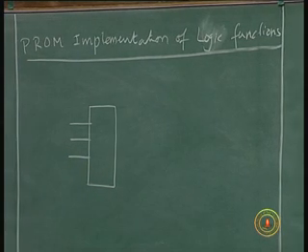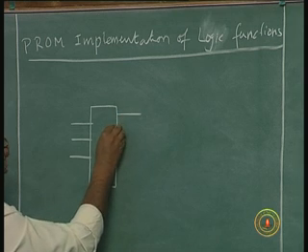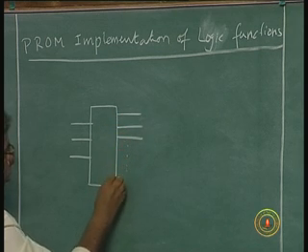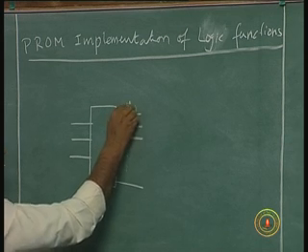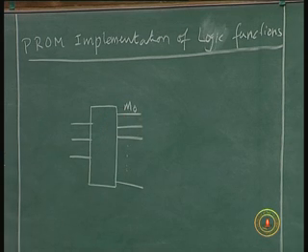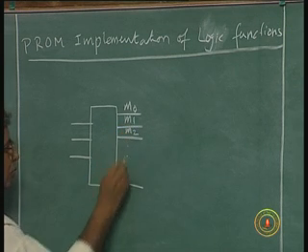How do you get them? First is A bar B bar C bar, second is A bar B bar C, then A bar B C bar, etc., etc. Finally, it will be A B C. So, that I should get here. A bar B bar C bar is also called what? M0, isn't it? Minterm 0. I hope you have not forgotten all these things which you did at the beginning of this course.